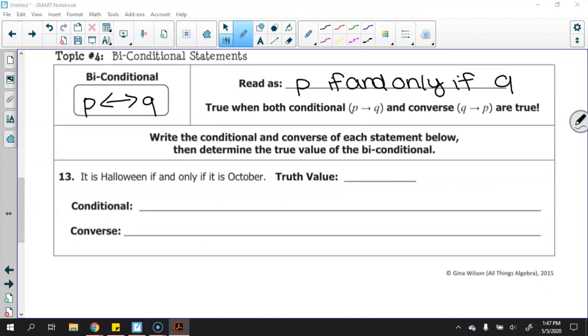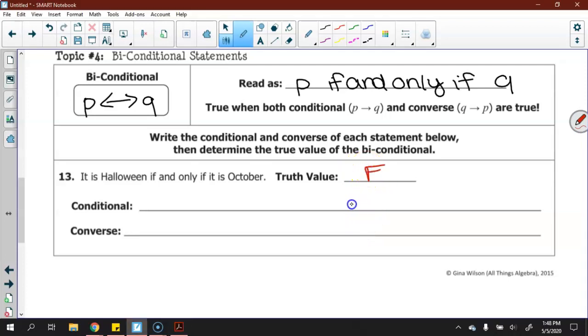All right, so the statement they give us is, it is Halloween if and only if it is October. True or false? True. So are there any other days in October that are not Halloween? Yeah, it's any other day in October. Okay, so this is going to end up being false, and here's why.